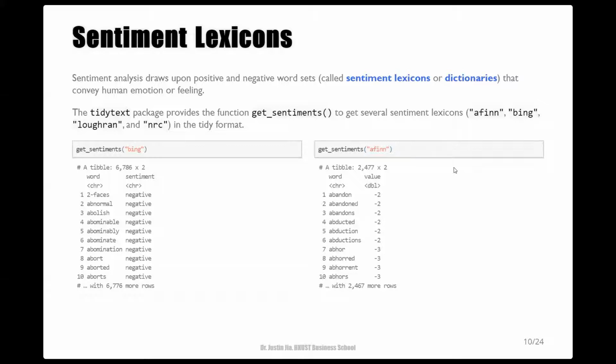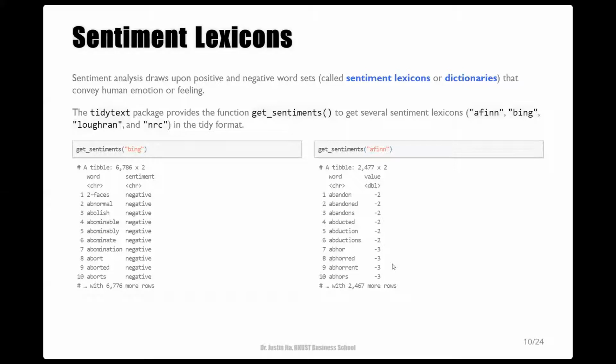Here are two examples. The Bing lexicon categorizes words in a binary fashion into positive and negative categories, which means this sentiment column takes on binary values, either negative or positive. And the AFINN lexicon assigns words with a score that runs between -5 and 5, with negative scores indicating negative sentiment and positive scores indicating positive sentiment.